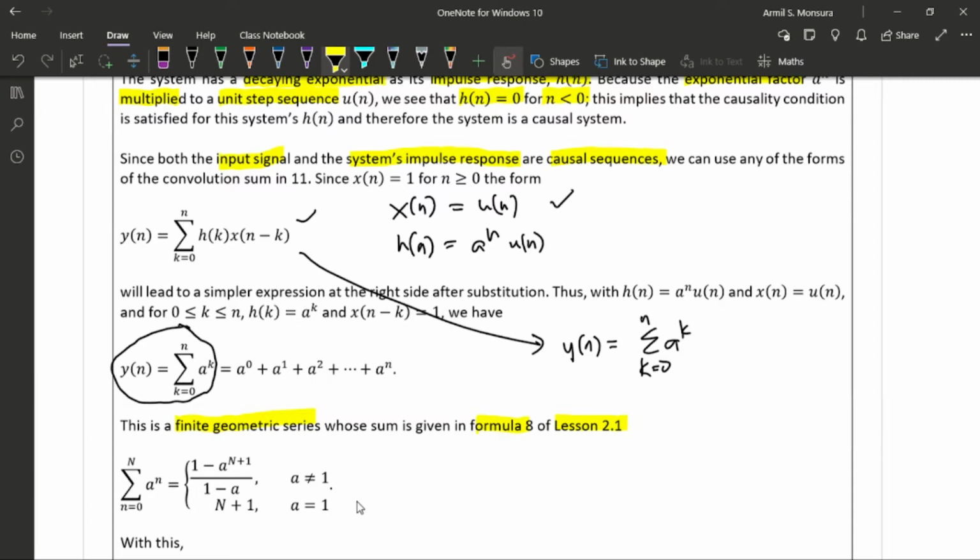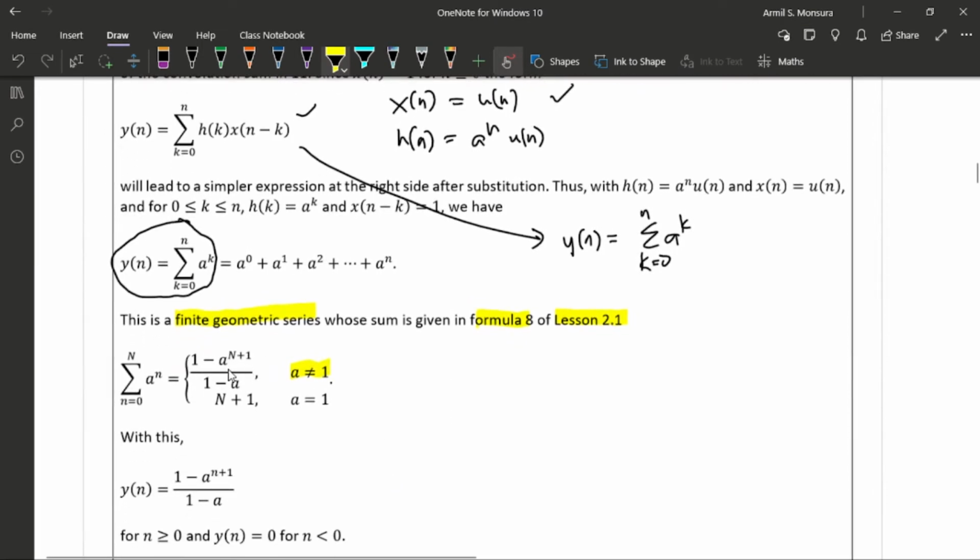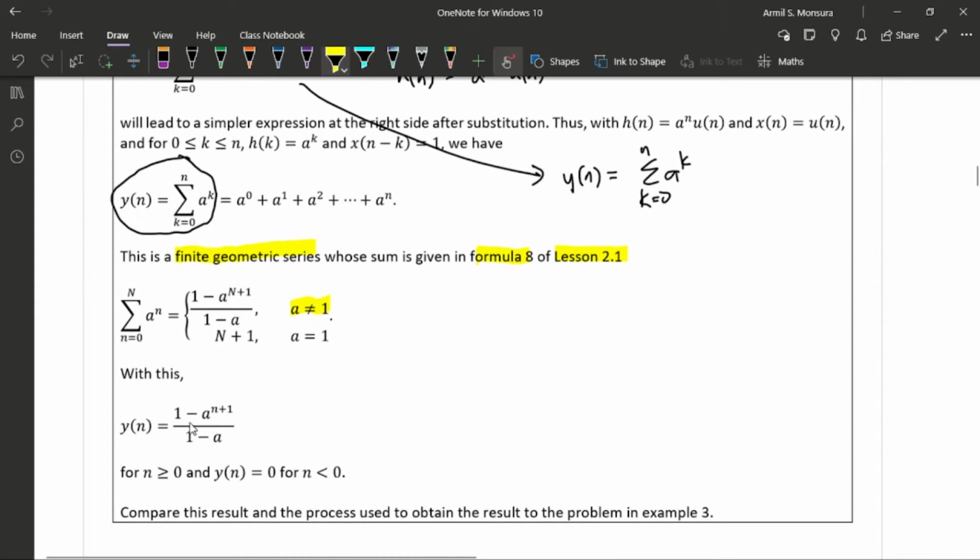So since your a is not equal to 1, we will have the first one as its sum. So we now have y of n equals 1 minus a raised to n plus 1 over 1 minus a, for n greater than or equal to 0. And remember that your y of n becomes 0 for n less than 0.